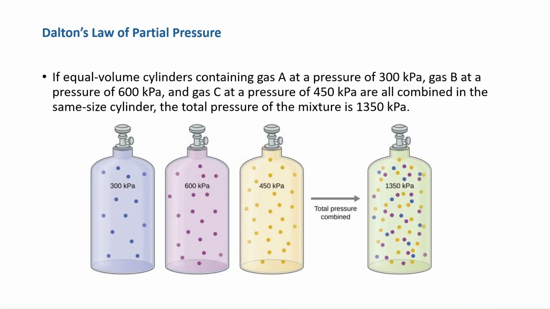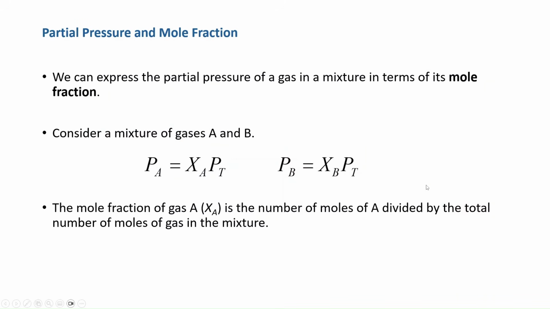Here you have an example where you have three separate gases, each one has a different pressure, but when you put them all together, all of the molecules are creating pressure against the walls, so you add up the partial pressures, and that gives you the total pressure. Like I said, it's not complicated at all.